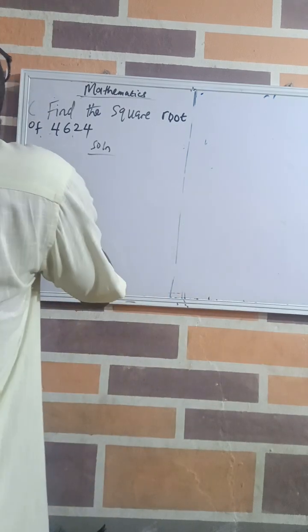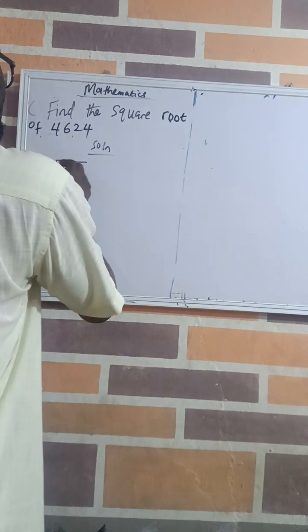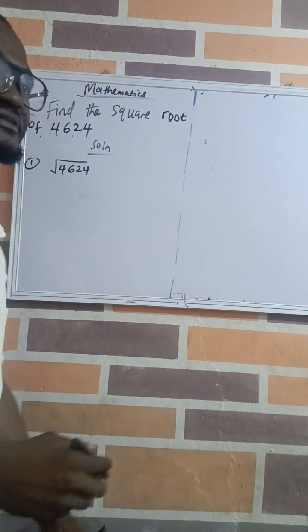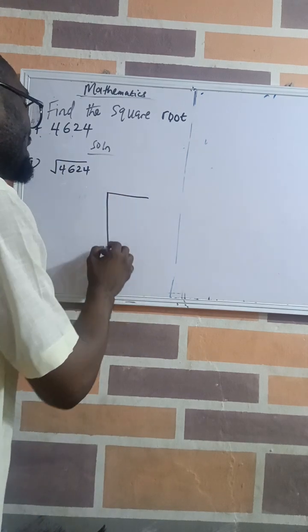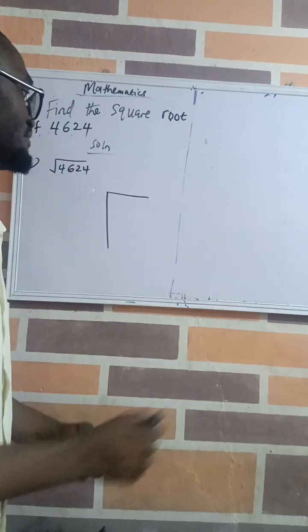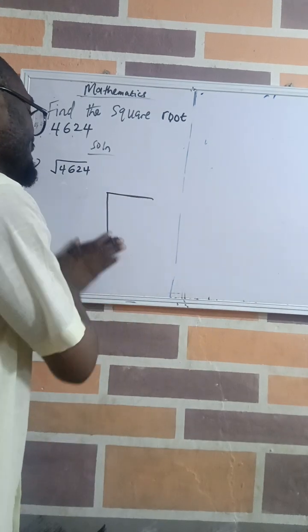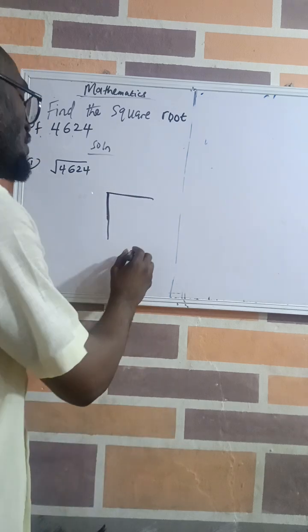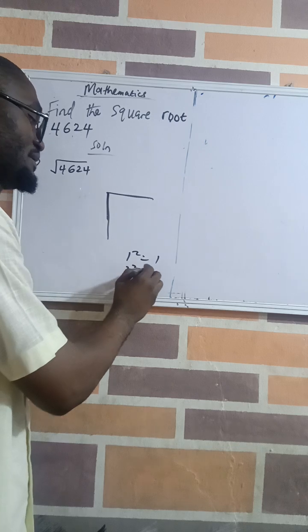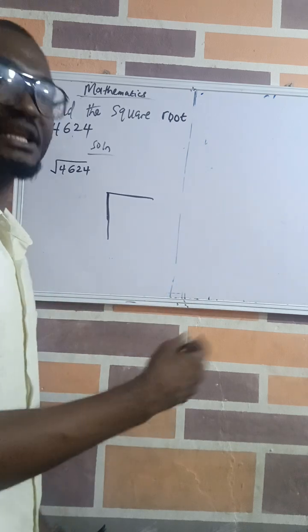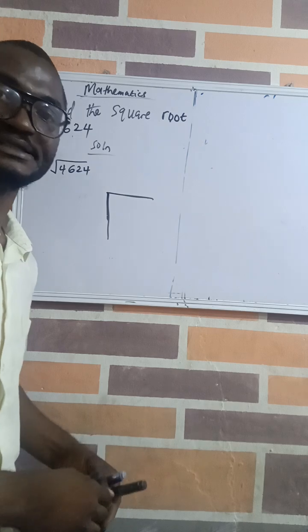Now, if you want to find the square root of 4,624, I will advise you to go and learn the square of numbers. That one will be easier. It will be easier for you to learn this method. Now, what do I mean by square of number? That is 1 square 1, 2 square 4, 3 square 9, 4 square 16, 5 square 25. Learn at least from 1 to 20.